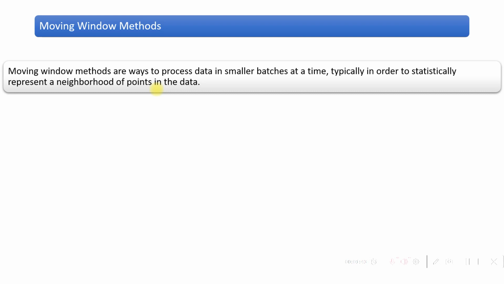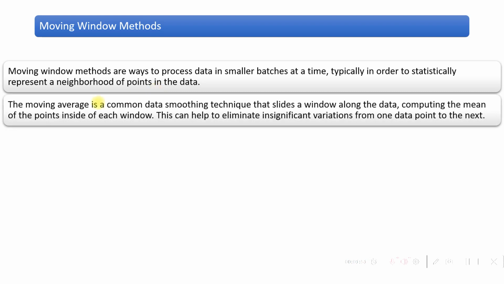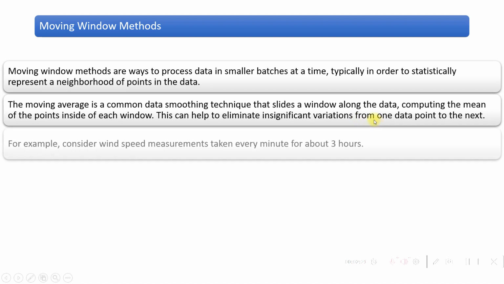For example, 2 3 4 5 6. For 2 3 4, the neighborhood is not 6, the neighborhood is 5. Like that we can find it out. The moving average is a common data smoothing technique that slides a window along the data, computing the mean of the points inside each window. Whatever points come inside each window, it will calculate the average. Average is nothing but our mean. Mean is an internal function of MATLAB. This can help to eliminate insignificant variations from one data point to the next.